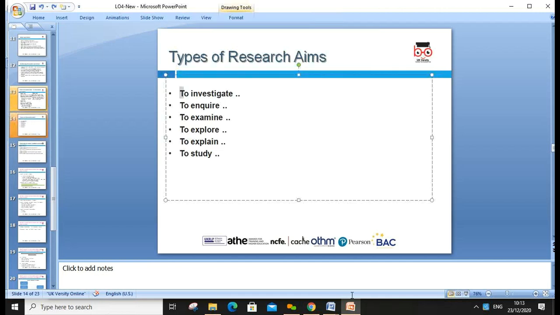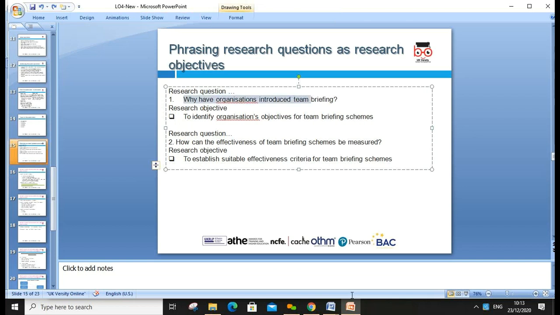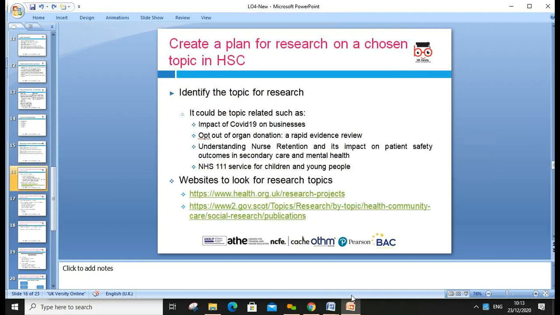Okay, as I mentioned, when you set your topic, you can say to investigate the service quality, to examine, to explore, to explain, to study. So we can use these command verbs. Phrasing the research question: why organizations introduce team briefing, with the objective to identify team briefing schemes. That can be a research question: how can the effectiveness of team briefing schemes be measured? To establish the suitable effectiveness criteria, that can be your objective. So aims and objectives are always good to write in your research.